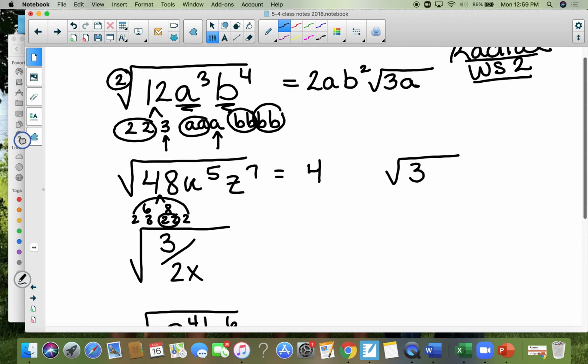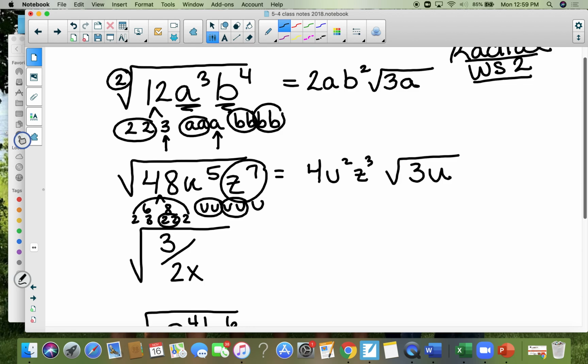A lot of you don't have to write out 5 U's. A lot of you know that you're going to circle. Well, I'll write them out. A lot of you can visualize circling 2 groups of them with 1 U left inside. See if you can visualize taking out how many groups, how many pairs are there for Z to the 7th?